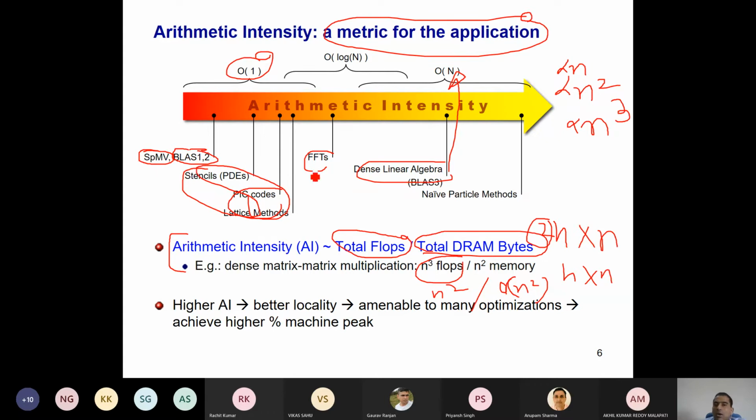So for BLAS 1 and BLAS 2, our AI will be constant. This AI includes both things: extracting the data as well as doing the computation, because it's the ratio of two things. Yes, yeah.